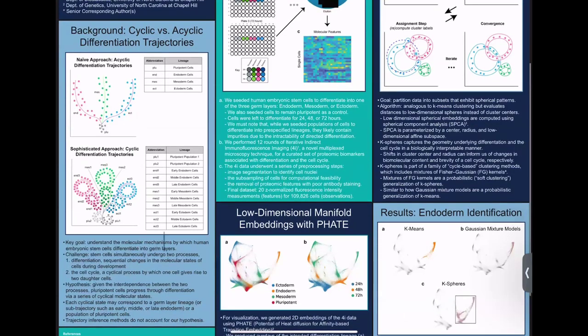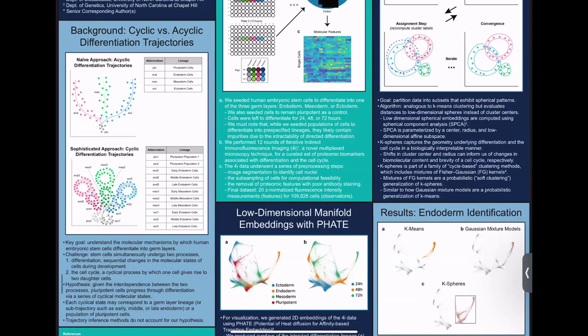Understanding the molecular mechanisms by which embryonic stem cells differentiate into germ layers is a key goal in regenerative medicine. A major challenge in this effort is that stem cells simultaneously undergo two interdependent processes with distinct dynamics. 1. Differentiation, which is sequential changes in the molecular states of cells during development. And 2. The cell cycle, a cyclical process by which one cell gives rise to two daughter cells.